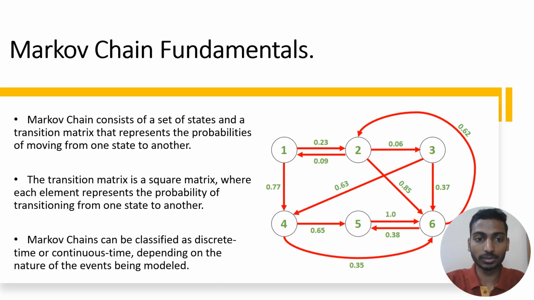Markov chain fundamentals. Markov chain consists of a set of states and a transition matrix that represents the probabilities of moving from one state to another. The transition matrix is a square matrix where each element represents the probability of transition from one state to another. Markov chain can be classified as discrete time or continuous time depending on the nature of events being modeled.